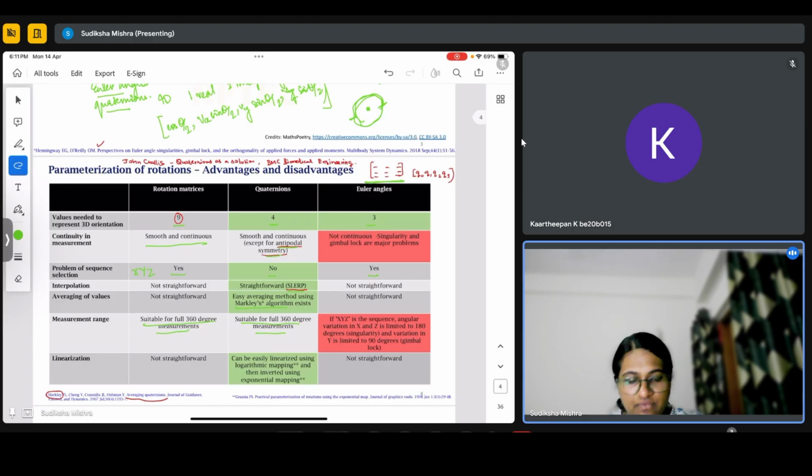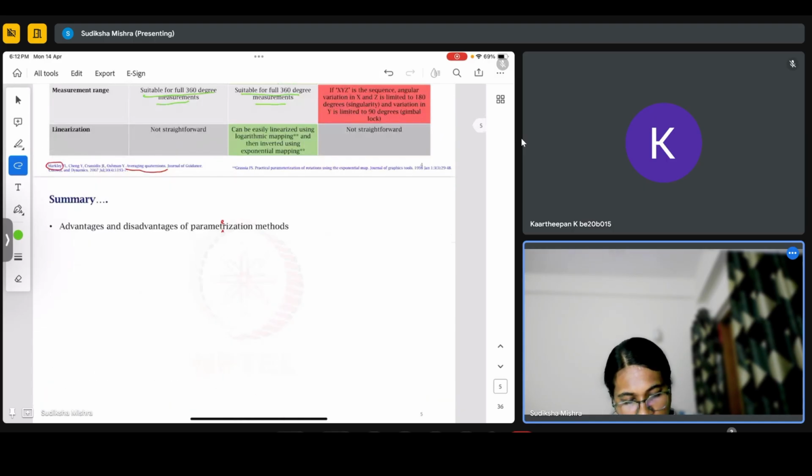Again, for quaternions, some algorithms have been developed to linearize the values, whereas the rotation matrices and Euler angles are not that straightforward for linearization. So it seems like everything is figured out for quaternions. The only problem is the visualization, but there are tools that can be used to visualize it.